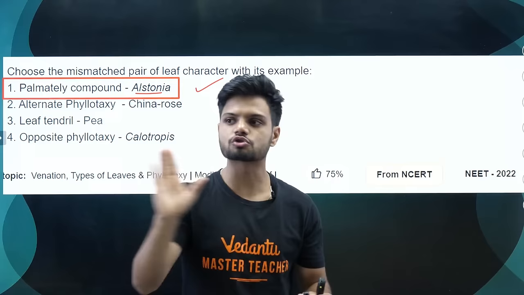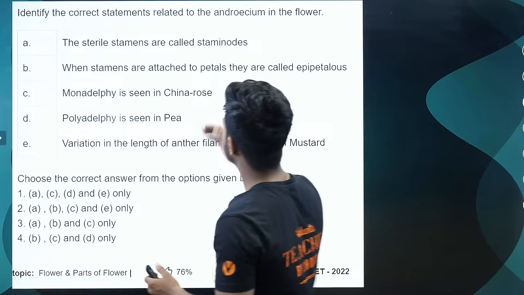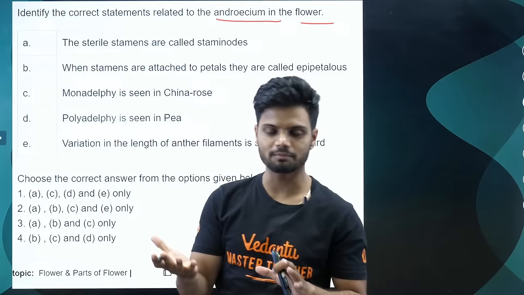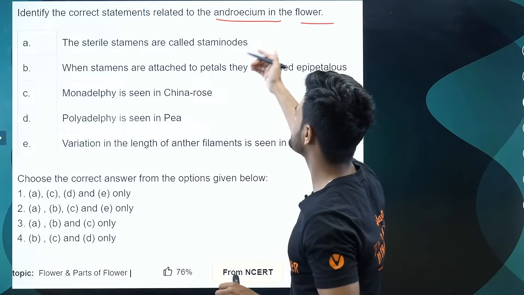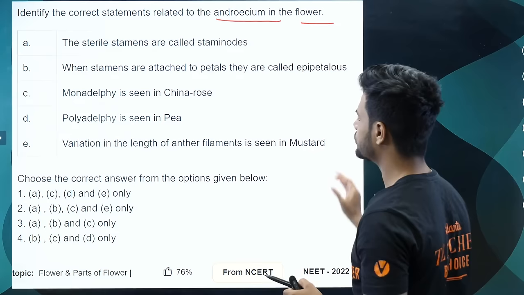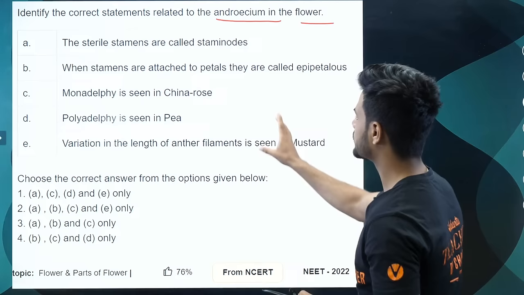Next question. Identify the correct statement related to the androecium in the flower. They're talking about androecium in the case of your flower. The sterile stamens are called staminode. All of you know that is correct. When stamens are attached to the petal, it is called epipetalous condition. All of us know. Monoadelphous is seen in China rose.